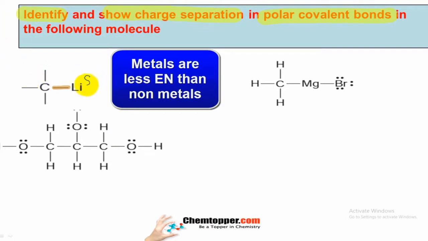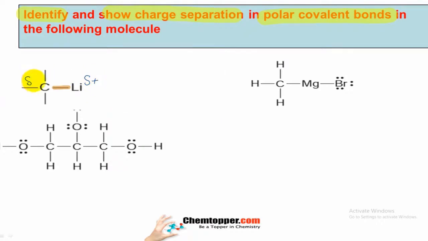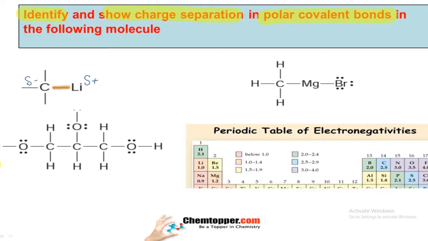Lithium is partially positively charged as it is less electronegative, and carbon is partially negatively charged as it is more electronegative. If we check the difference in electronegativity of carbon and lithium, the difference is within the range of 0.5 to 1.7. It is going to be a polar covalent bond.